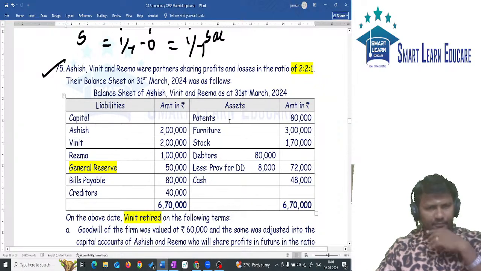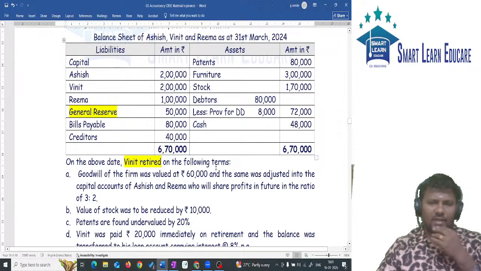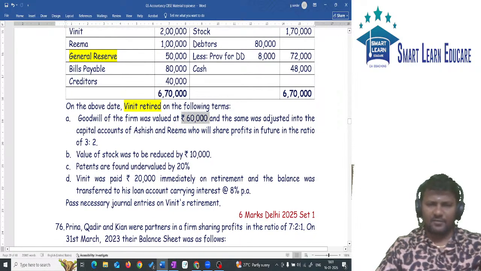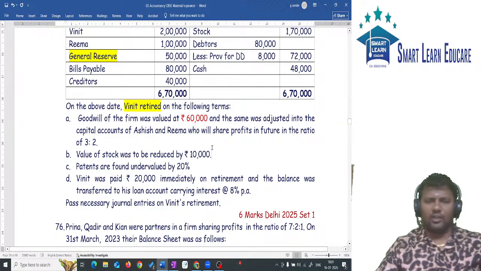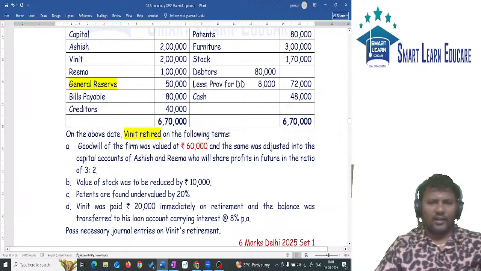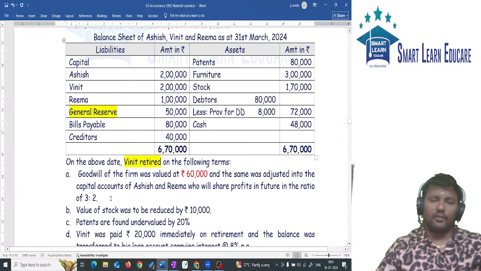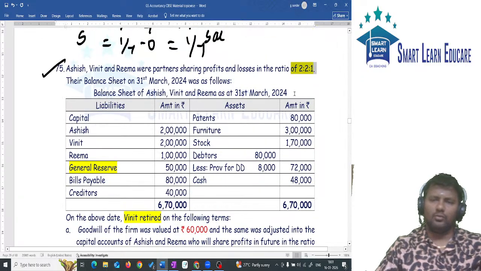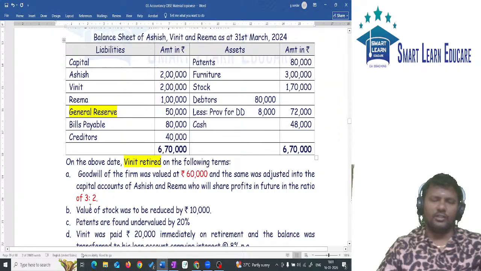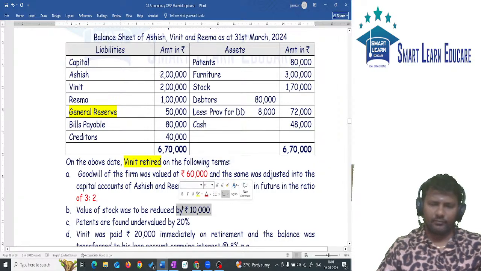Next, capital given, assets given. Next, goodwill of the firm is valued at 60,000. So for goodwill you should pass the entry as gaining partner's capital account debit to sacrificing partner. Next, the new ratio is given. What is the new ratio? 3:2. Old ratio 2:1, new ratio 3:2. The ratio is given in the question. Next, the value of the stock is reduced by 10,000. Reduction in stock.